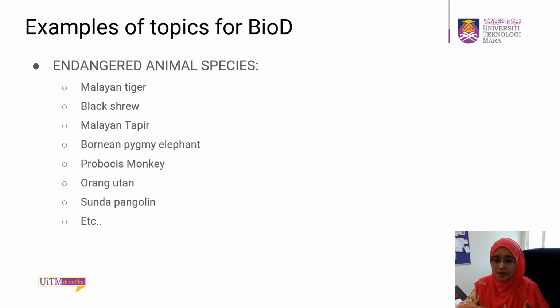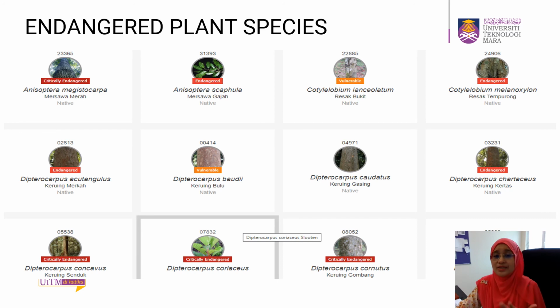that is applied, okay, to save the animal, for example. Okay, and then you can also choose endangered plant species. So these are examples of endangered plant species. So you can search in the internet, choose one species and then explain why is it endangered. Okay, what is the conservation action that has been applied to save that species, for example.